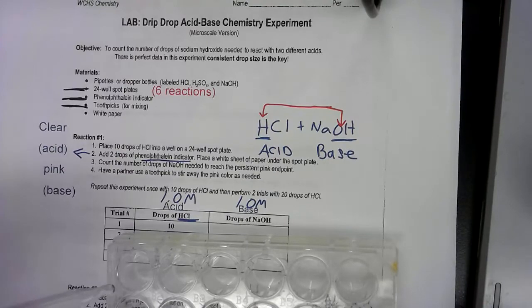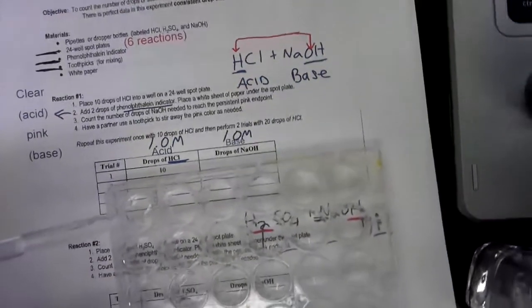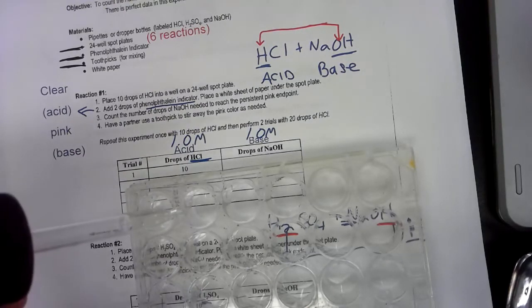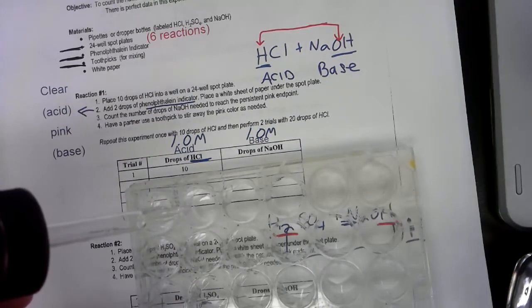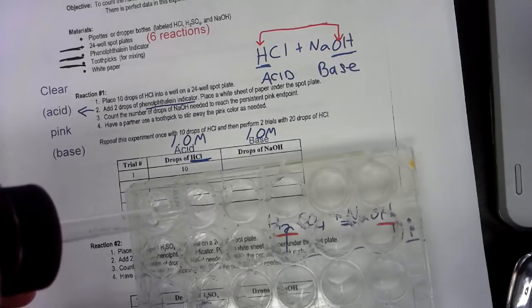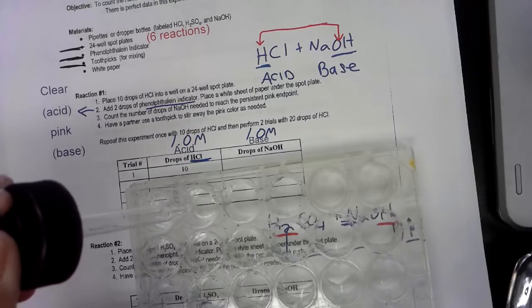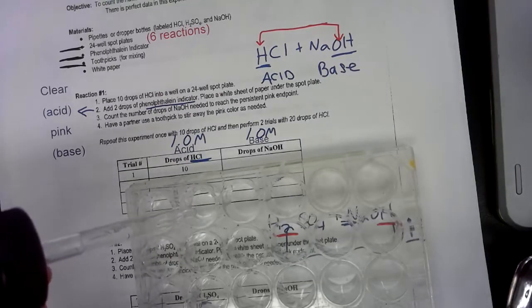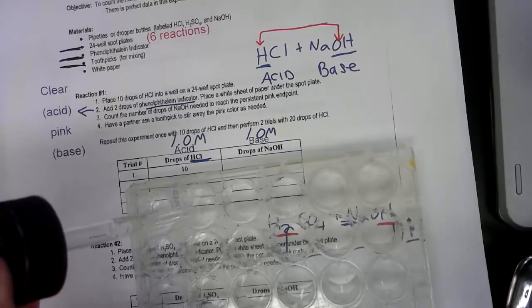1, 2, 3, 4, 5, 6, 7, 8, 9, 10. I'm going to do another trial, so I'm going to do another 10. 1, 2, 3, 4, 5, 6. And we want to make the drops the same. So it's real important that you don't have any extra drops. So I did 6, 7, 8, 9, 10.